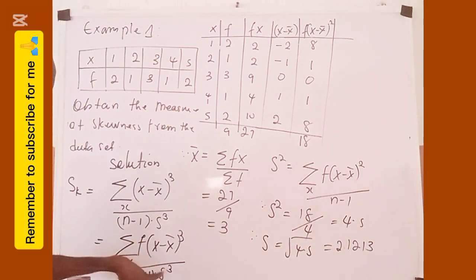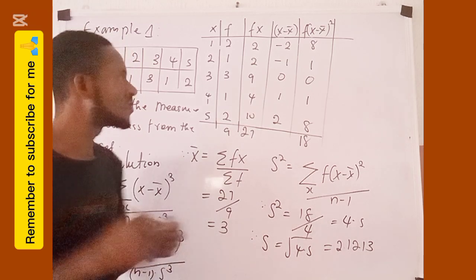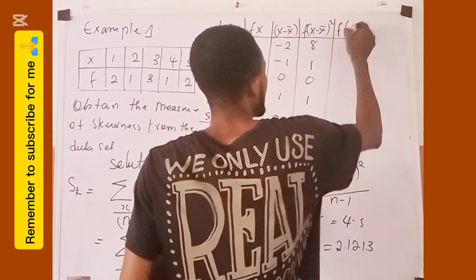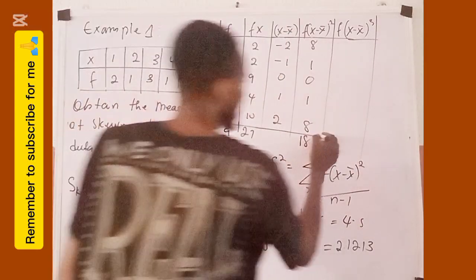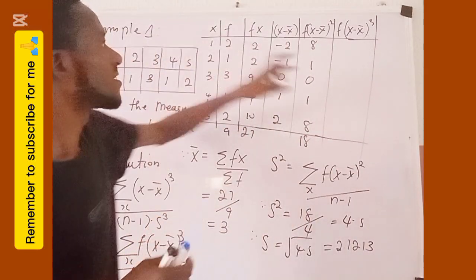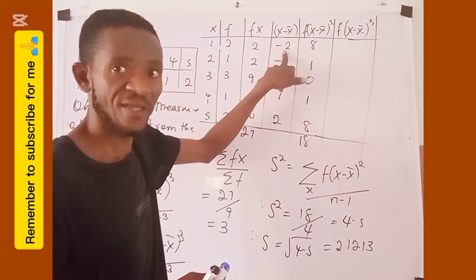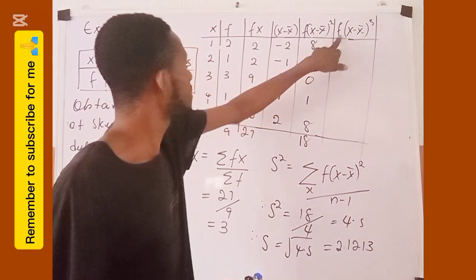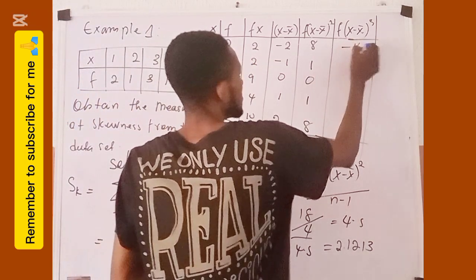I did it because of what I have here, because this standard deviation is going to be raised to power 3. So this quantity is what I'm going to raise to power 3 there. So I now come again, because here is raised to power 3. I quickly come here and have f times (x minus x bar) all raised to power 3. This x minus x bar has given me minus 2. This minus 2 raised to power 3 will give me minus 8. Multiplied by this frequency, which is 2 here, will give me minus 16. So I have here minus 16.